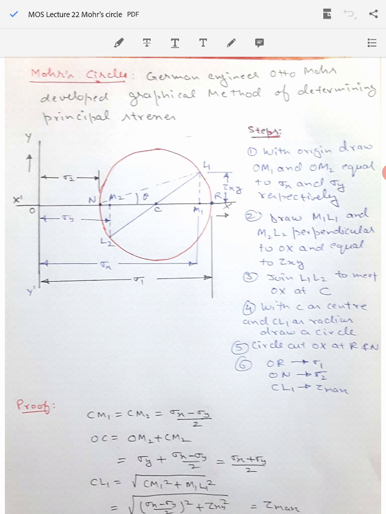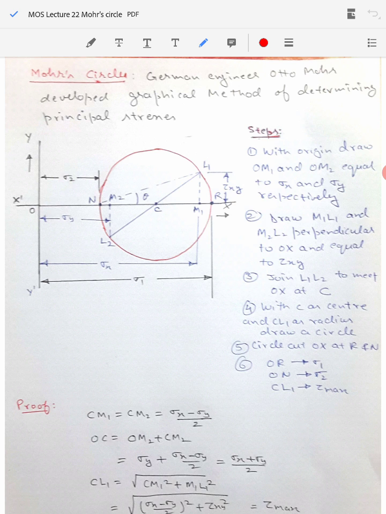So the steps involve using the data that are given to us. First we have the coordinate axes plotted, like here the origin is shown as O, and we have the x-axis marked as OX, and the vertical axis is marked as OY. We choose a certain scale, and whatever the value of sigma x is given to us, let's say 100 megapascal, we choose, let's say, 10 megapascal equal to 1 centimeter. So we will mark on the x-axis a length of 10 centimeter, which represents the 100 megapascal value of sigma x.